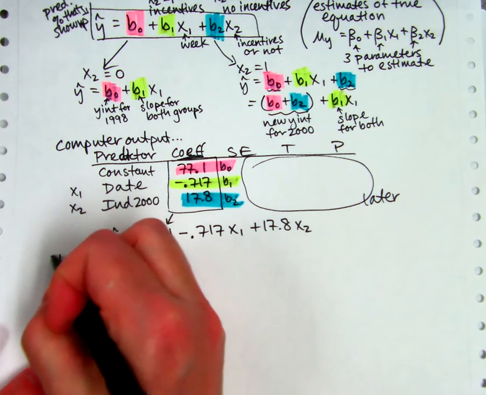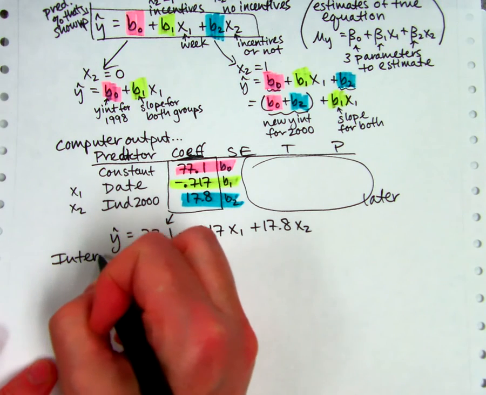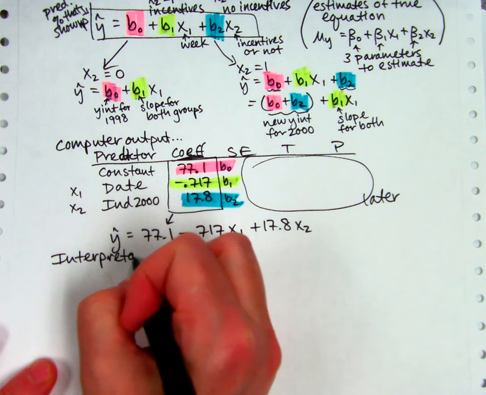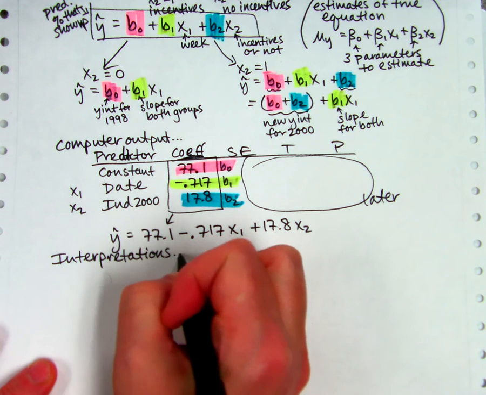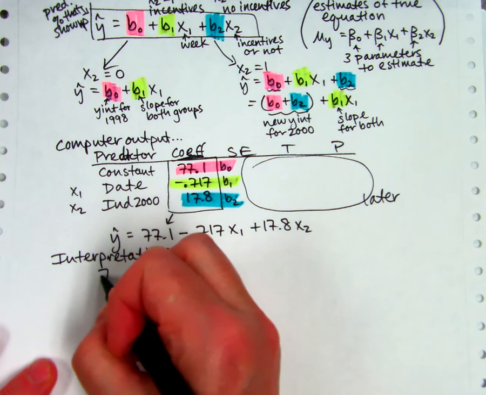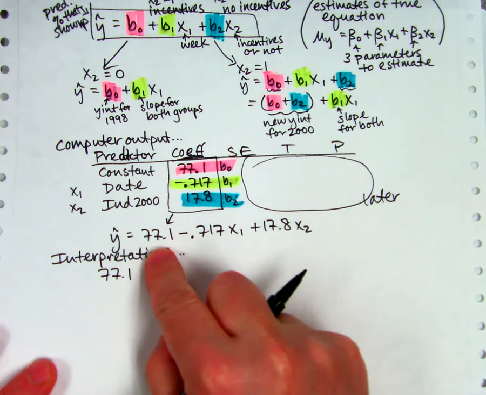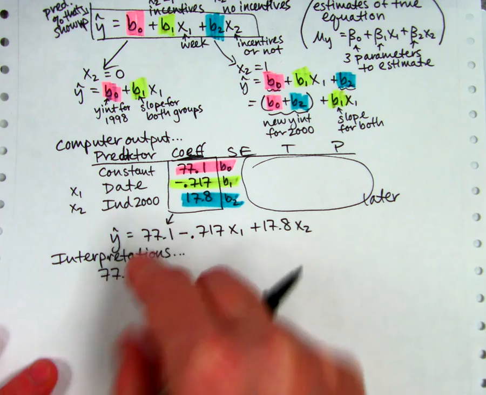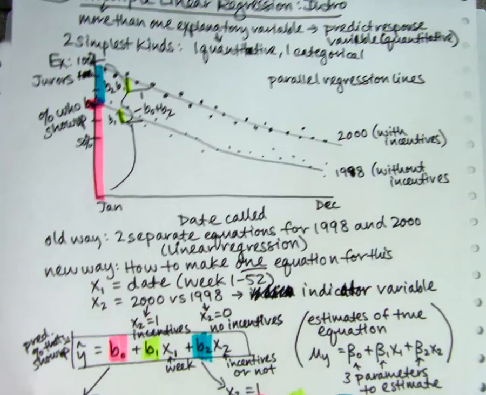So some of the stuff we've learned before you might be asked to do again. You will be asked to do again. So interpretations of these numbers, what do they mean? 77.1 is my y-intercept before the incentives. Sorry, I just noticed I missed a parenthesis and it's bothering me.